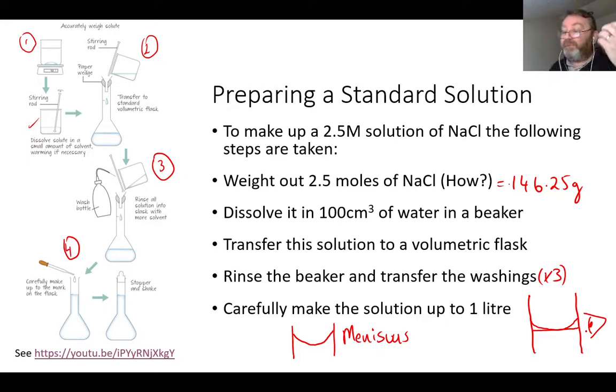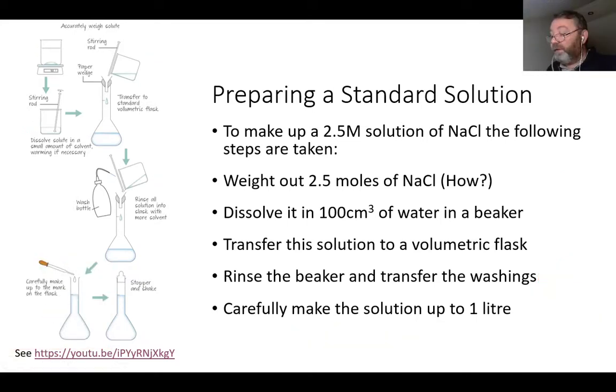So when we say carefully make up the solution to 1 litre, we mean keep adding water drop by drop by drop until the meniscus, which is the U shape of the water, sits on top of the mark. Now, we don't want it like this, that's wrong. If you do it that way, you're wrong. It has to be sitting on that mark on the neck. And once it sits on the mark of the neck, then you know that you've put in exactly the right amount of water.